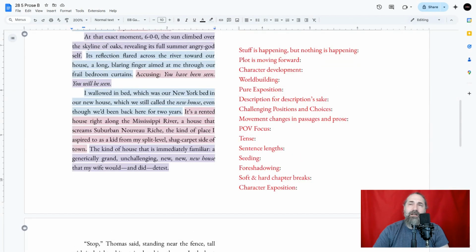The movement is here. So he's laying in bed of his new house that they've been here for 2 years. Oh, for 2 years? Yeah. What about the house? Well, it's rented. And where is it? Well, Mississippi. A house that screams. Now they're describing the house.